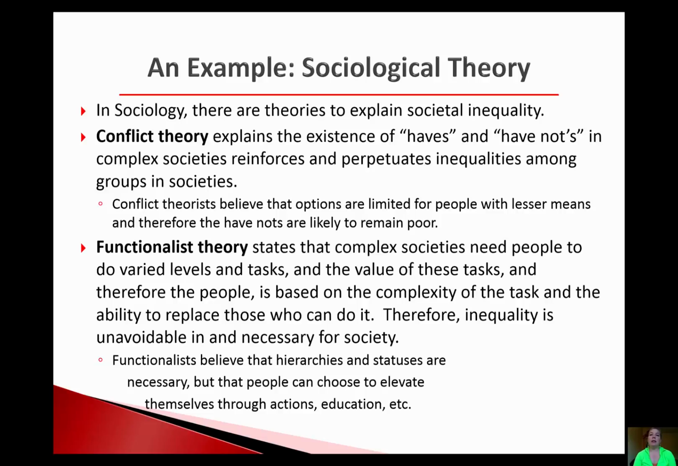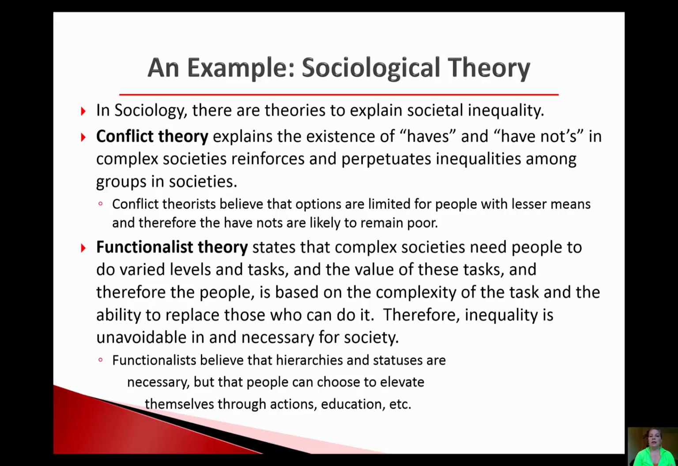An example that I'm going to give you is focused on sociological theory. In sociology, there are theories to explain societal or social inequality. Conflict theory is one of the major theoretical foundations in the field of sociology, and it explains the existence of haves and have-nots, those who are wealthy and those who are not, in complex societies, and how this reinforces and perpetuates inequalities among groups and societies. According to conflict theory, the haves want this inequality to exist and want to perpetuate it so that they don't have to evenly distribute all of the resources. Conflict theorists believe that options are limited for people with lesser means, and therefore the have-nots are likely to remain have-nots, or likely to remain more poor.